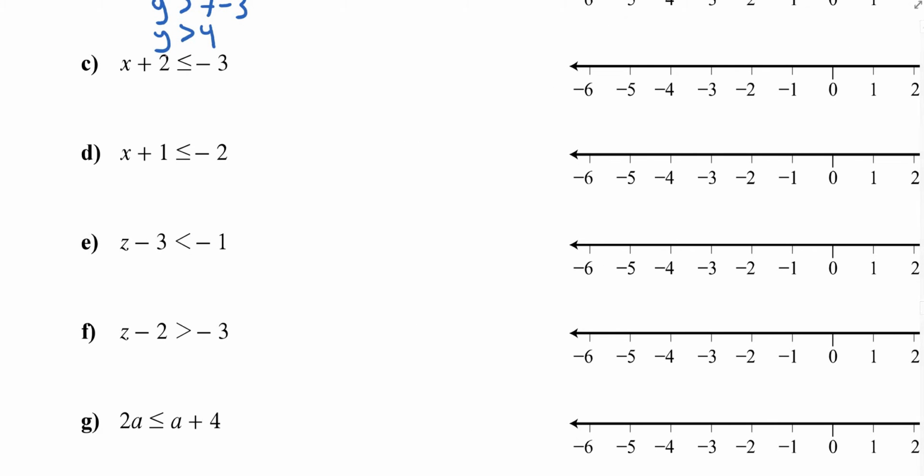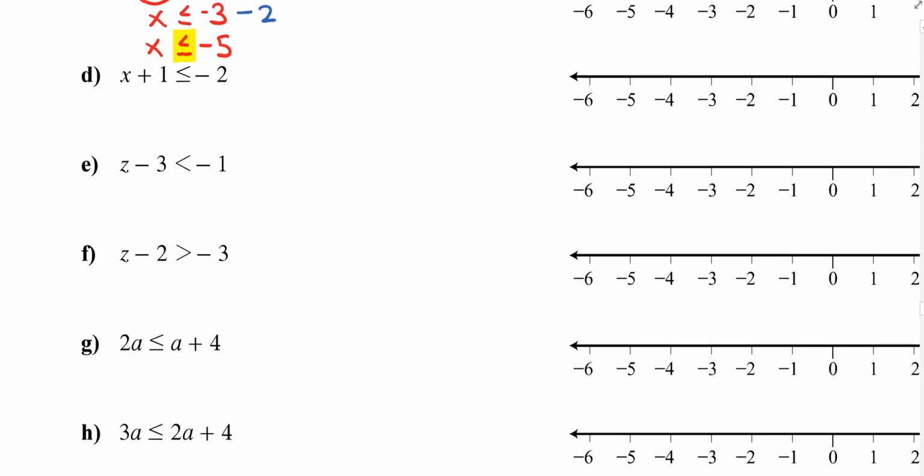Okay, for letter C, I can circle the 2, and if I bring that over, it's going to become negative, so I have negative 3. And then I minus the 2, so that's going to be x is less than or equal to negative 5. All right, this one is less than or equal to negative 5, so I need to have a closed circle here. So here is negative 5, and since I'm less than that, I can shade to the left.